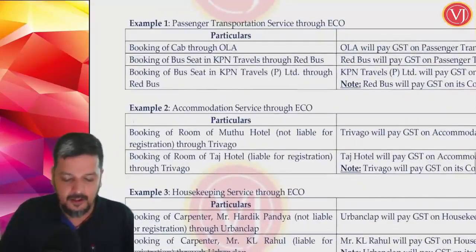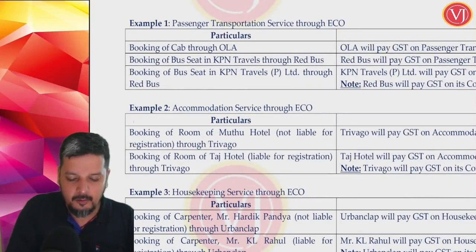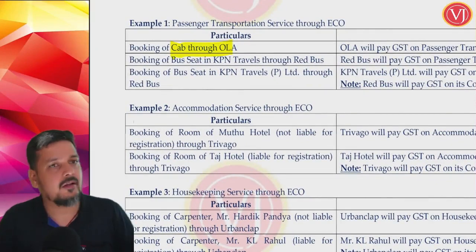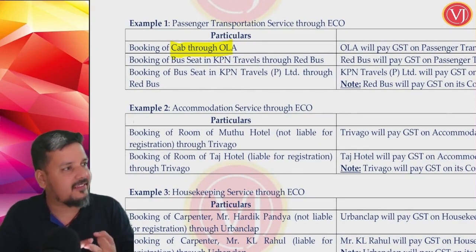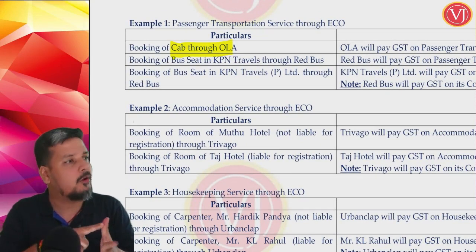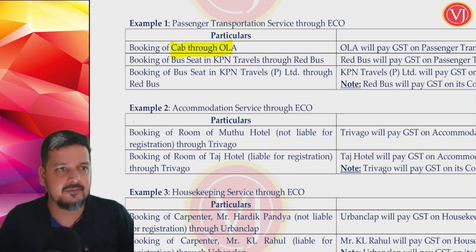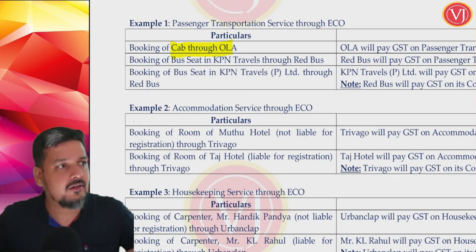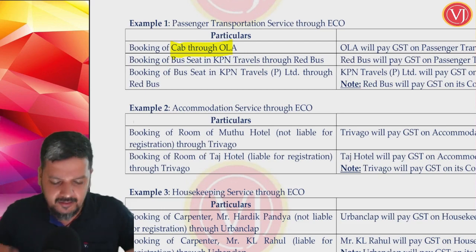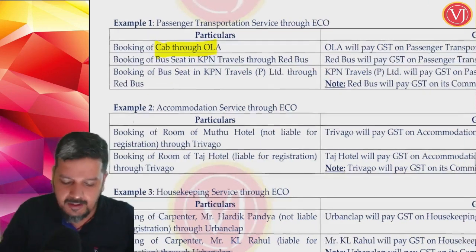Now, how to understand this? Supposing you are booking a cab through Ola. It's a normal thing, right? It is covered by radio taxi, motor cab, maxi cab, or motorcycle, motor vehicle. It is covered in the normal category, correct? In that case, who's the supplier? Cab owner. Who's the recipient? You guys, the rider. But who's going to pay tax? Ola is going to pay tax.